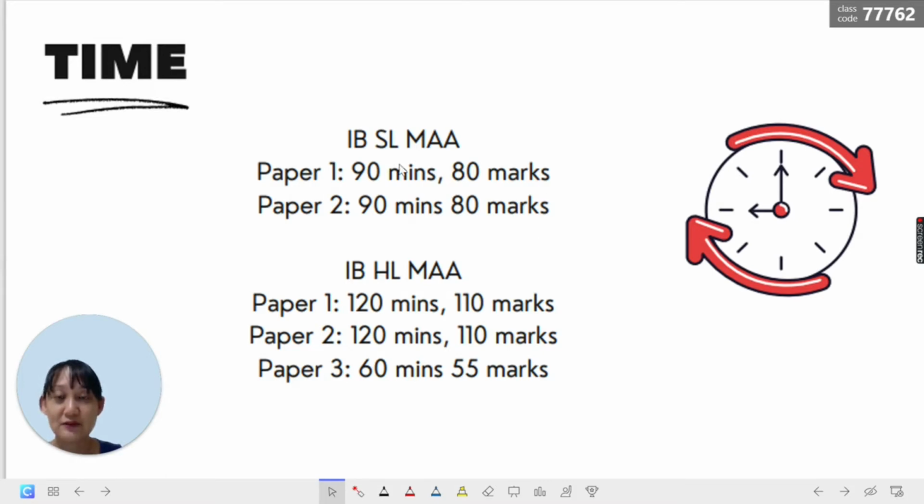If you look at this table here, the marks for each paper for MAASL and MAAHL is displayed. In general, you can spend about 5 to 10 minutes reading through the questions before you start attempting the paper. But approximately, you can see here, the number of marks equals the time. So it's approximately 1 minute per mark. Make sure you do not spend more than that.